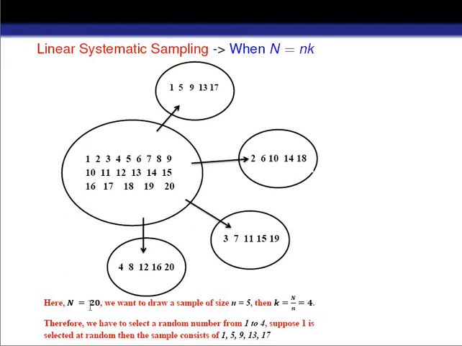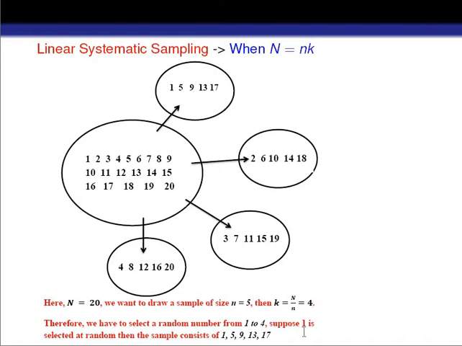Okay, and if we put the values of capital N and small n here, we get k is equal to 4. Now we have to select a random number from 1 to 4. Why? Because we have already discussed that we have to select a random number for the first row in such a way that the random number should be less than or equal to the sampling interval. In our case, our sampling interval is 4. That's why we have to choose a random number from 1 to 4.